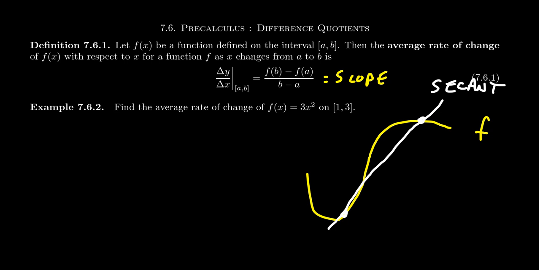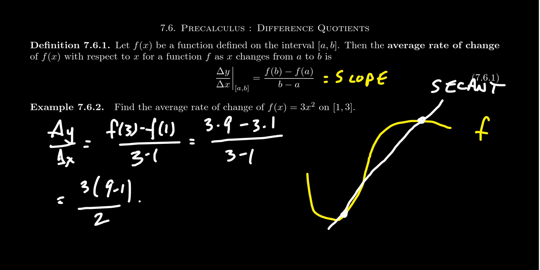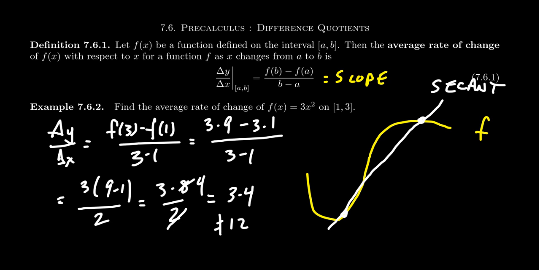In terms of the calculation, let's take f of x equals 3x squared on the interval 1 to 3, for which the average rate of change, delta y over delta x, equals f of 3 minus f of 1 over 3 minus 1. So we get 3 times 3 squared, which is 9, minus 3 times 1 squared, which is 1, over 3 minus 1. I notice the top is divisible by 3, so you can factor it out: 3 times 9 minus 1 over 3 minus 1, which is 2. 9 minus 1 is 8, so we get 3 times 8 over 2. 2 goes into 8 4 times, so we get 3 times 4, which is 12. So the average rate of change of this function on this interval is 12.